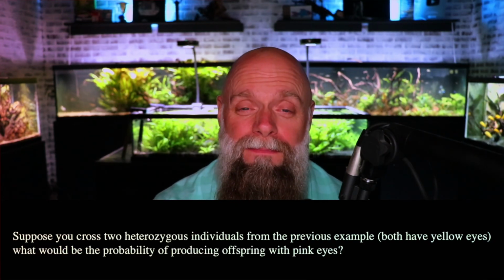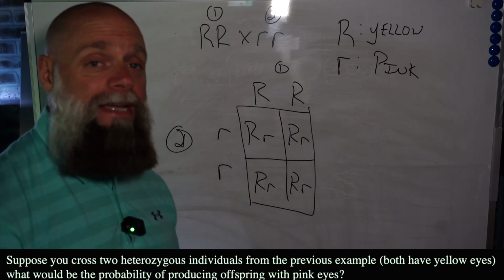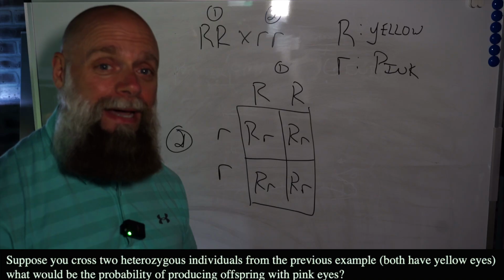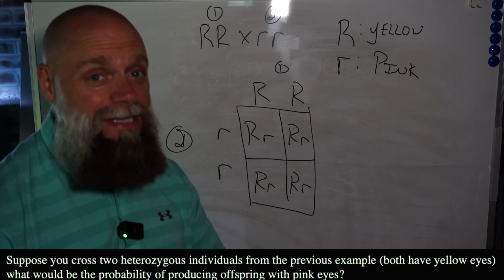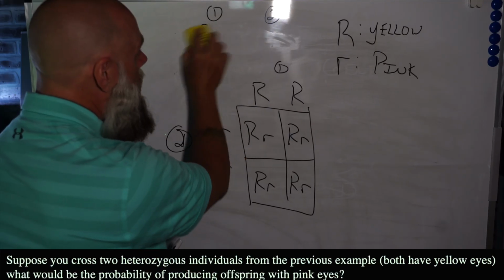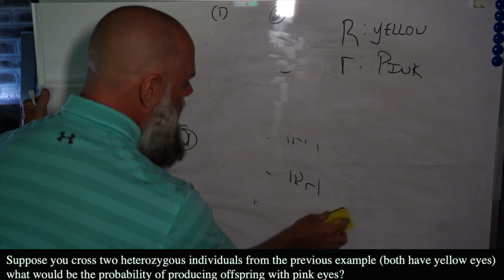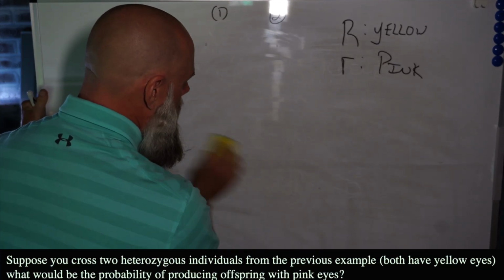Let's go see. All right, so our next question said, hey, now we've got these heterozygous individuals. Let's go ahead and cross those and see what the offspring look like. And so now what we're changing is really up here. We're going to change all this around. So let me erase all of this.